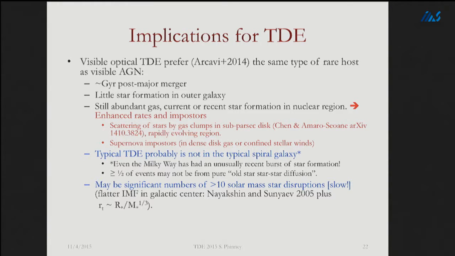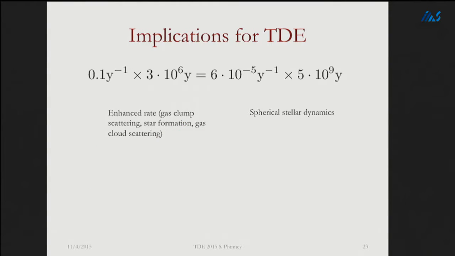So if you work out again these enhanced rates, I think it's quite easy to arrange that the typical TDE is not in a typical spiral galaxy. And then again, because if it's associated with this young recent star formation, there could be significant numbers of 10 solar mass stars undergoing disruptions, which we might not be keeping at the moment because they'll be slow, right? They're 100 times lower density than one solar mass stars. So here's the complicated formula to explain why that's true, right?